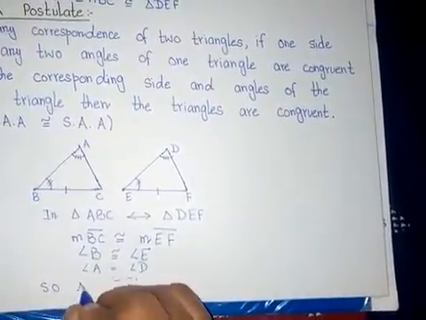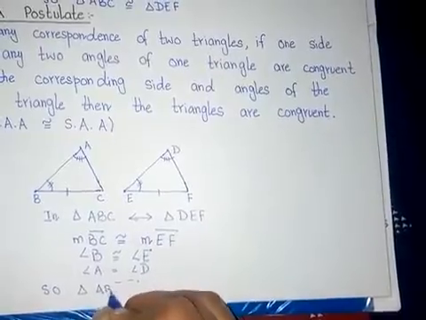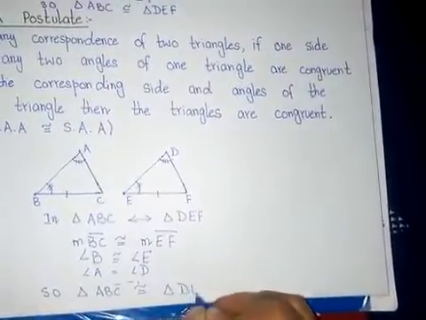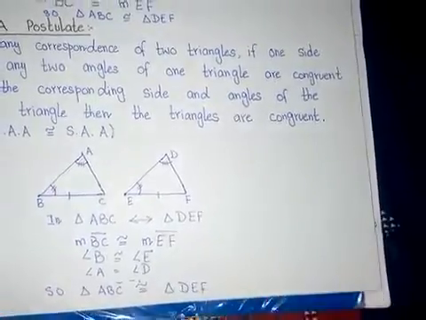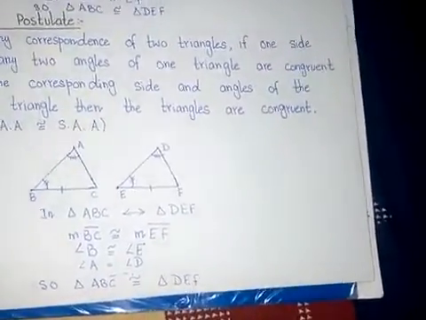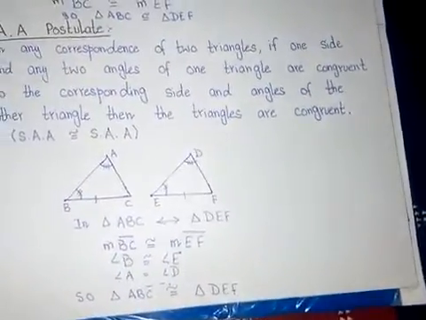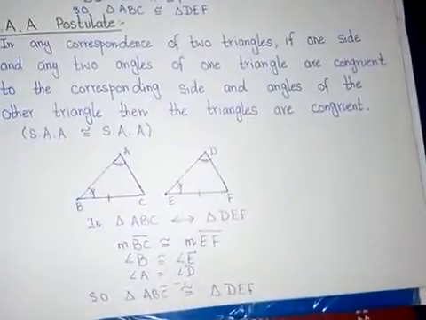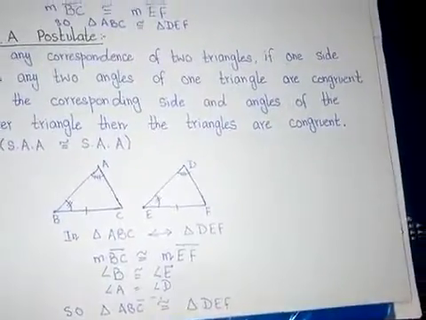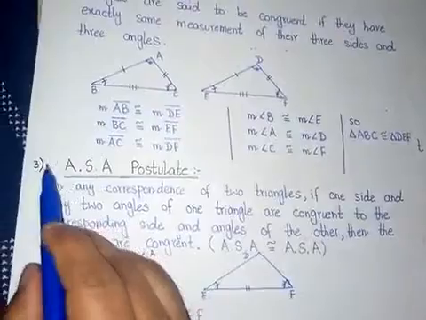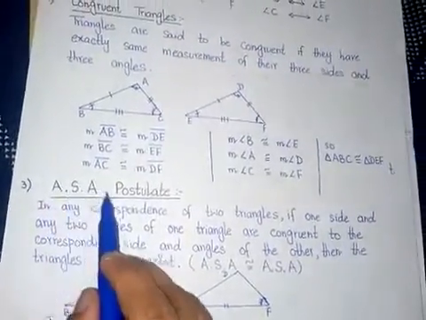So triangle ABC is congruent to triangle DEF. I have already told you any three components are congruent, then the triangles are congruent. In all the postulates, we have taken different things. Let me recap. In ASA, the first postulate was ASA.